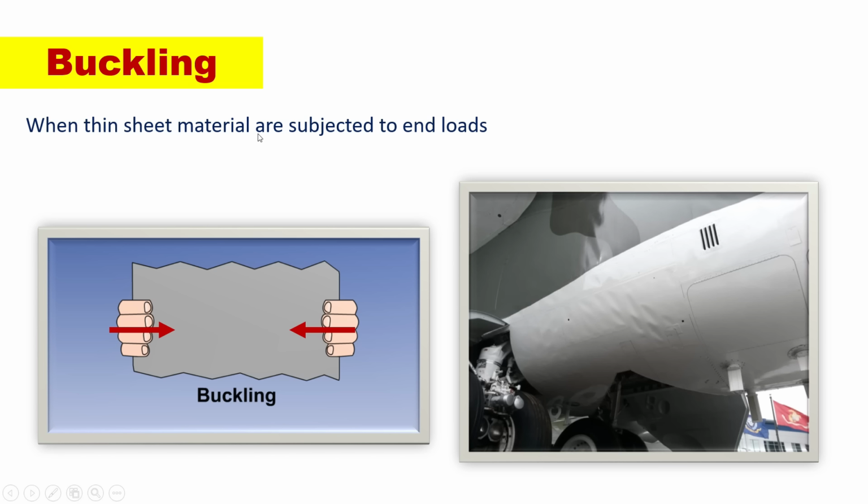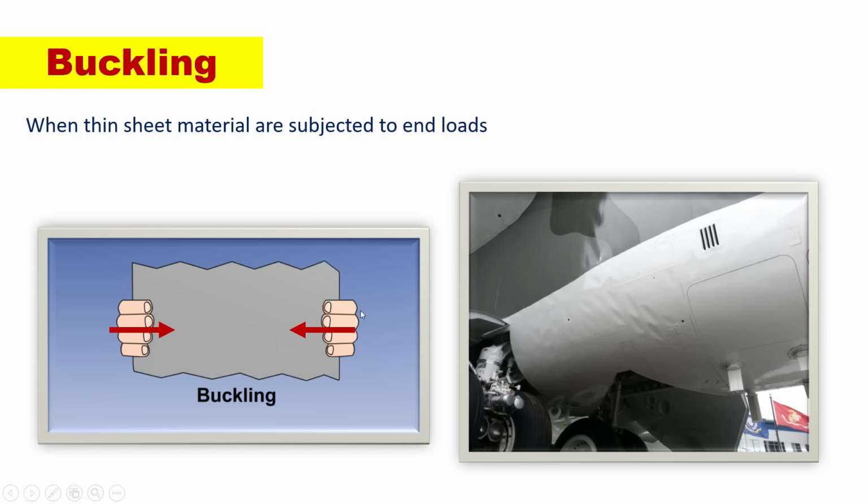Okay. The third one is buckling. Buckling is very simple. It is when a thin sheet of material is subjected to end loads. Although the definition is not very explanatory, it's very simple. See, this buckling thing happens only to thin sheet kind of material, right?